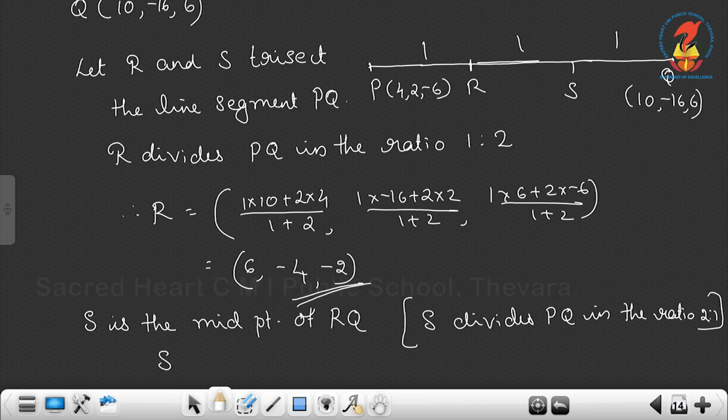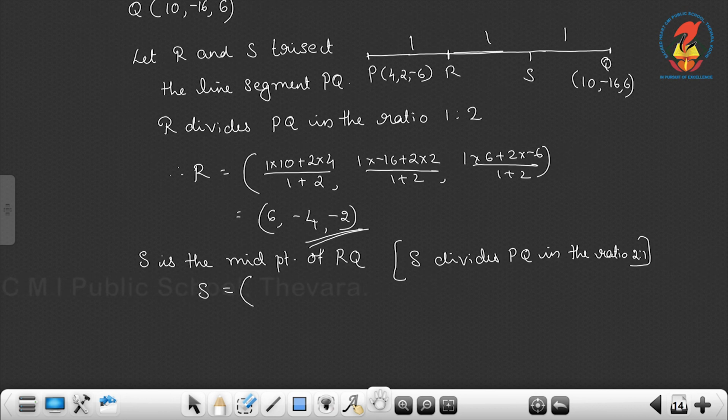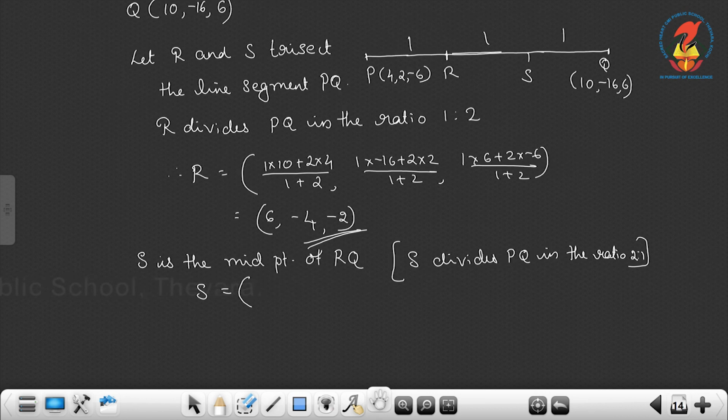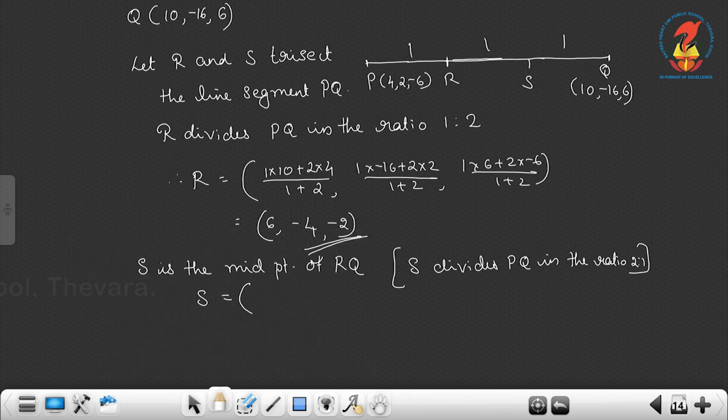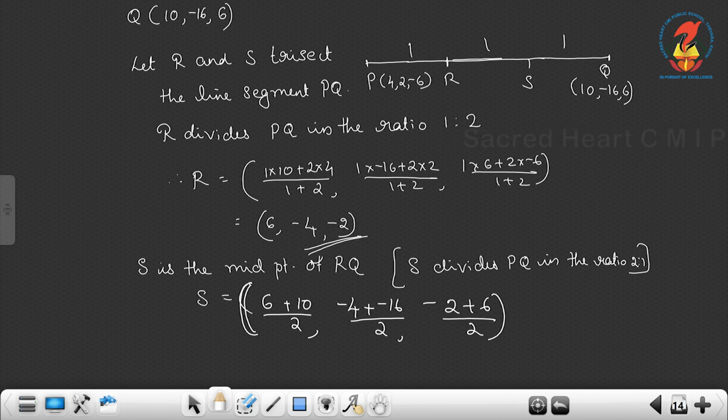So what about the coordinates of S? Midpoint formula. R and Q you have to take. What is R? 6. So x1 plus x2, that is 16 by 2. Next coordinate minus 4 plus minus 16 by 2. Minus 2 plus 6 by 2. That is 16 by 2 is 8. Minus 20 by 2 is minus 10. 4 by 2, that is 2. So that is the coordinate of S.